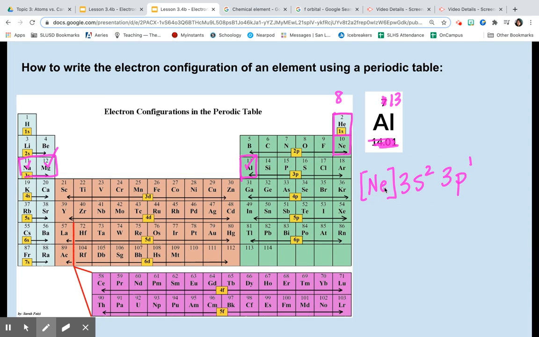This is just a shorter and faster way of writing or describing the electrons, because mainly the electrons that matter the most are the electrons in the outermost ring. And we'll talk about why when we talk about the periodic table.